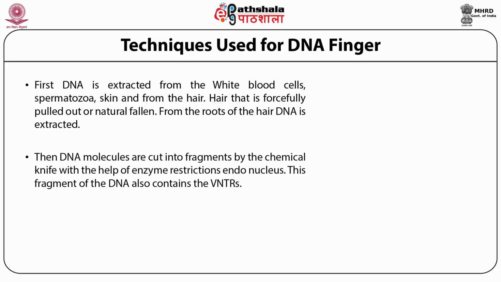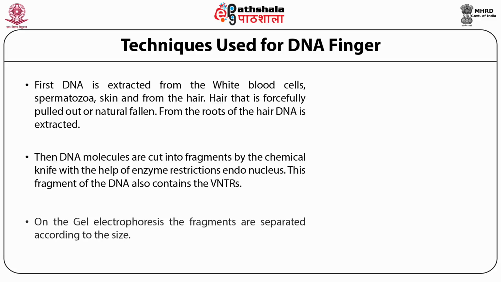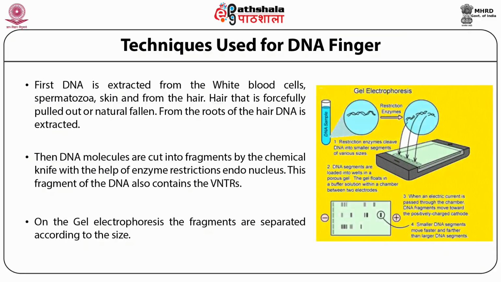Then DNA molecules are cut into fragments by the chemical knife with the help of the restriction endonucleases enzyme. These fragments of DNA also contain variable number of tandem repeats. On the gel electrophoresis, the fragments are separated according to the size. The diagram is illustrating the process of gel electrophoresis.